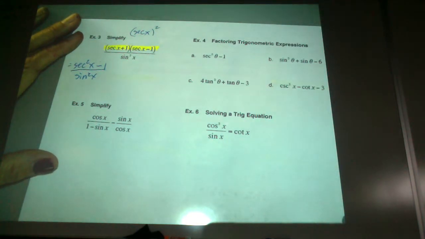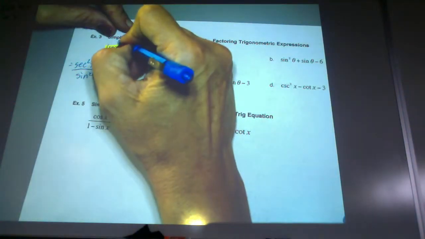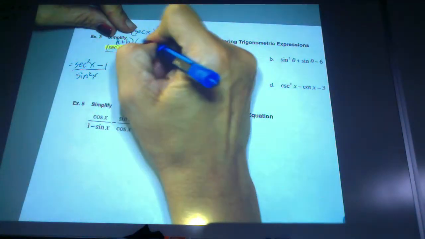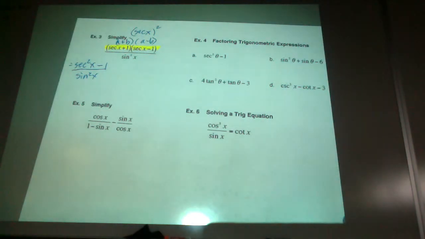Because of the difference of two squares factor pattern, a plus b, a minus b, that factors as a squared minus b squared. Right? Are we all good to this point? Because if you don't understand something, you've got to ask, since somebody else may have that same question.